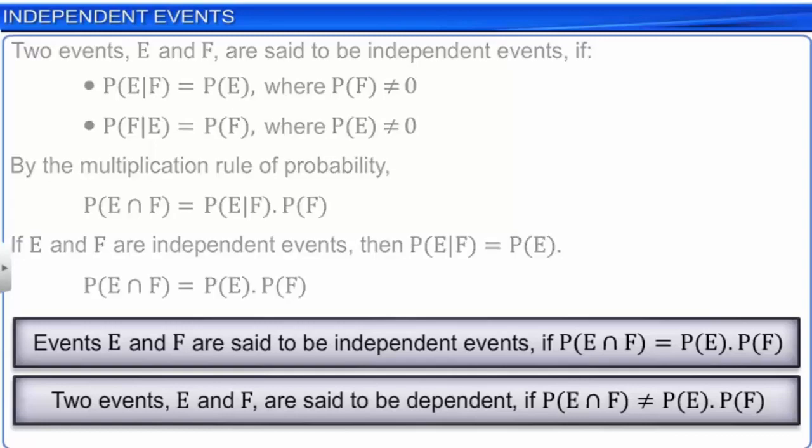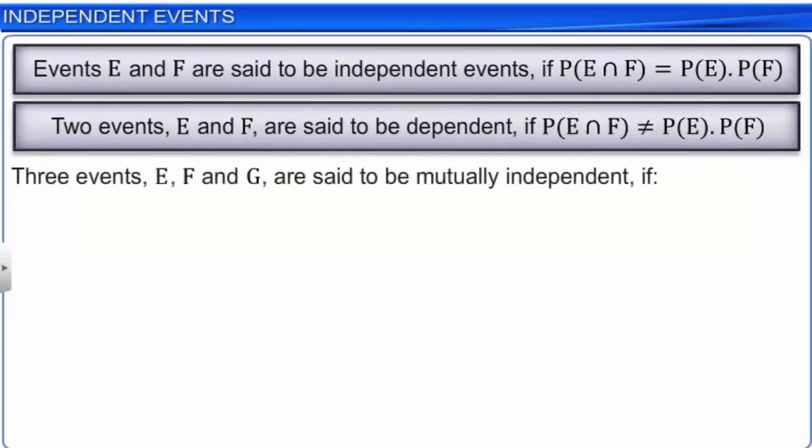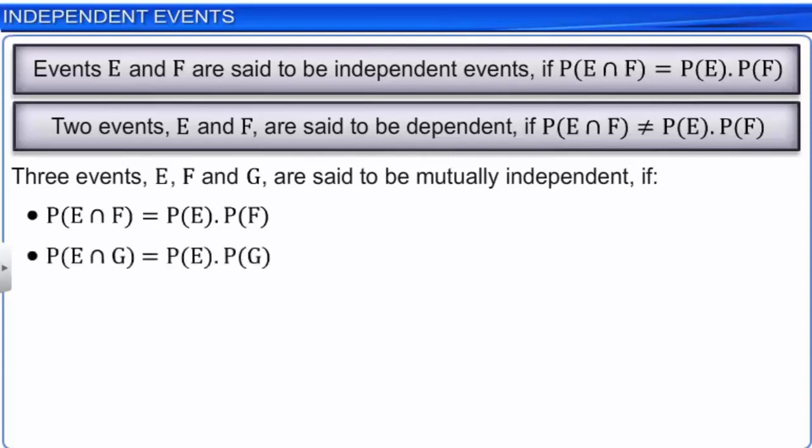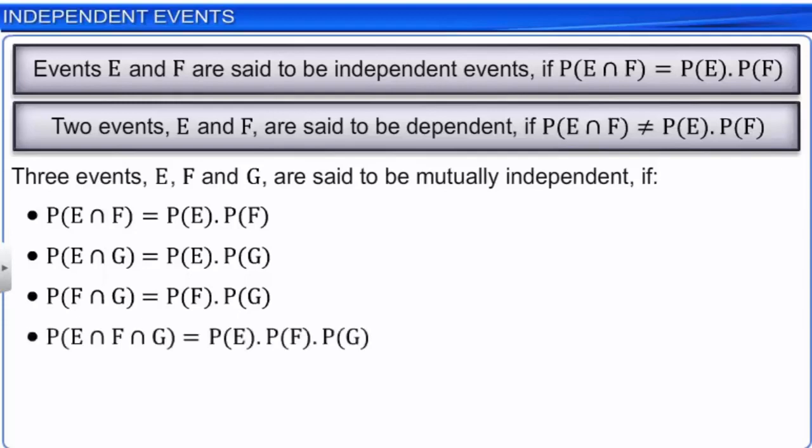Three events E, F and G are said to be mutually independent if the probability of E intersection F is equal to the product of the probabilities of events E and F. The probability of E intersection G is equal to the product of the probabilities of events E and G. The probability of F intersection G is equal to the product of the probabilities of events F and G. And the probability of E intersection F intersection G is equal to the product of the probabilities of events E, F, and G.